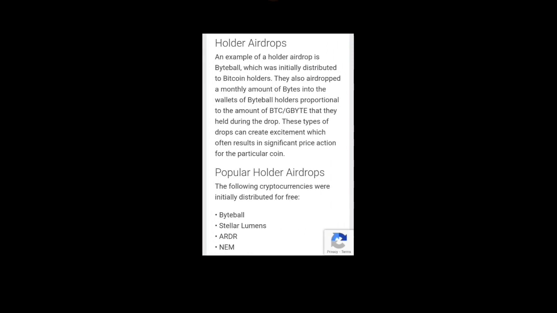Examples and categories of airdrops include older airdrops. An example of an older airdrop is Byteball, which was initially distributed to Bitcoin holders. They also airdropped a monthly amount of bytes into the wallets of Byteball holders, proportional to the amount of bytes (GB) that they held during the drop. These types of drops can create excitement, which often results in significant price action for that particular coin. Popular older airdrops: the following cryptocurrencies were initially distributed for free: Byteball, Stellar, Remains, ARDR, NEM.